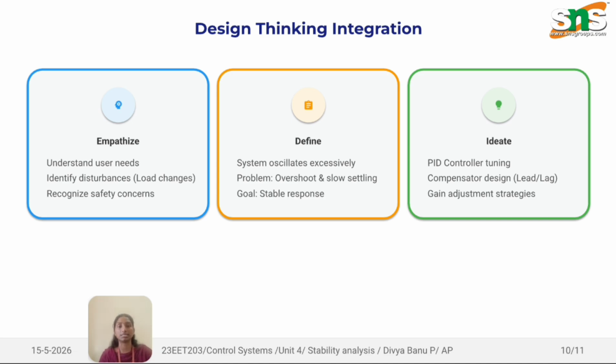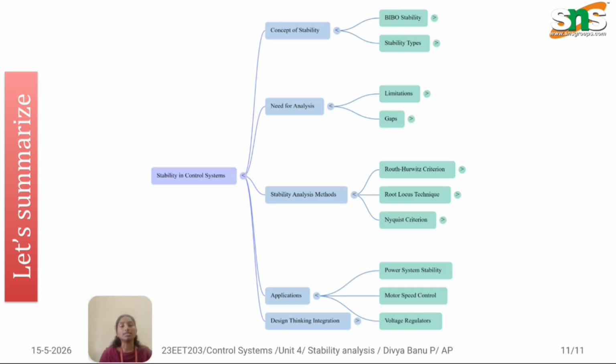As a summary, stability in control systems is a very important concept. We discussed BIBO stability and the stability types: stable, unstable and marginally stable. This analysis is needed because of the limitations and gaps that have been discussed. For stability analysis methods we have three: Routh-Hurwitz, root locus and the Nyquist stability criterion. Using these three methods, even for complex systems, we can find the stability of the system. And we have discussed the applications.